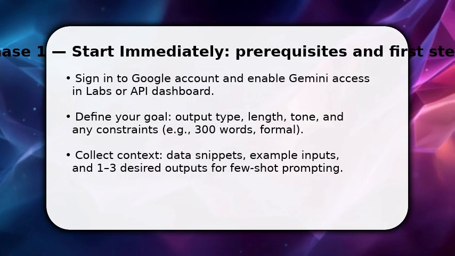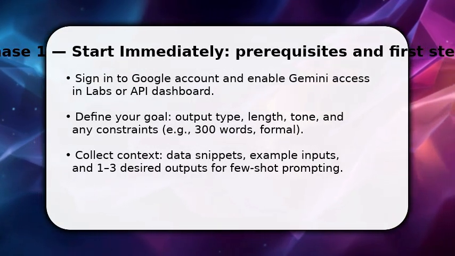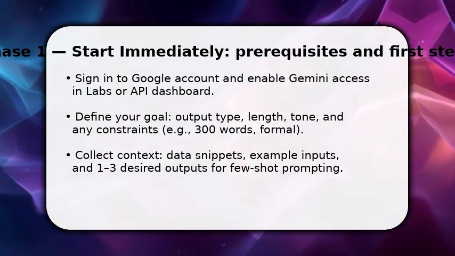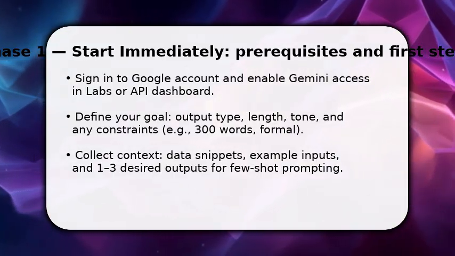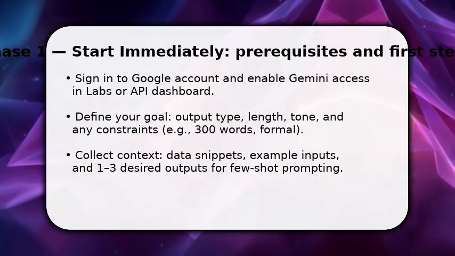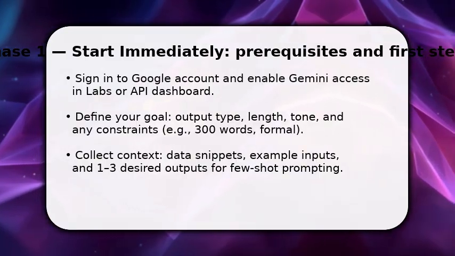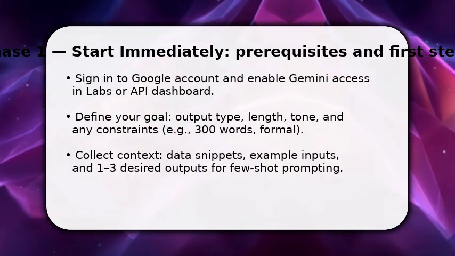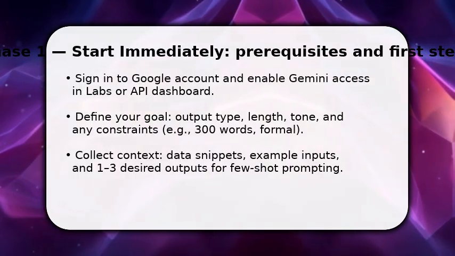Sign in and confirm Gemini is enabled, then state the goal clearly so the model knows the endpoint. Provide constraints like 300 words or formal tone, and attach 1-3 example pairs to teach style. Once done, include essential context snippets and label them. Make sure to specify the response format and any forbidden topics. This prevents reruns and saves time.